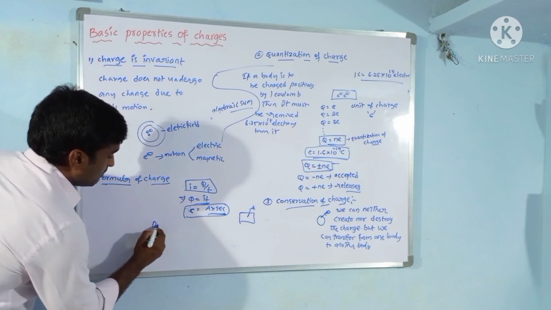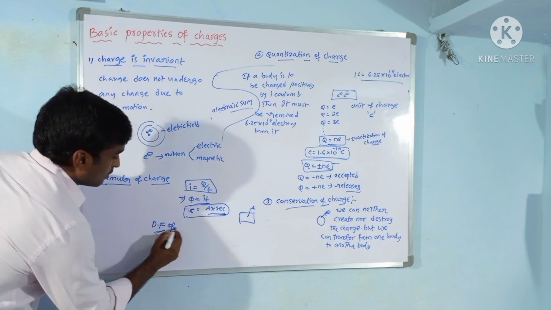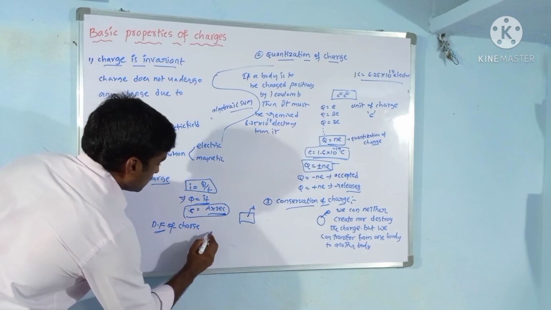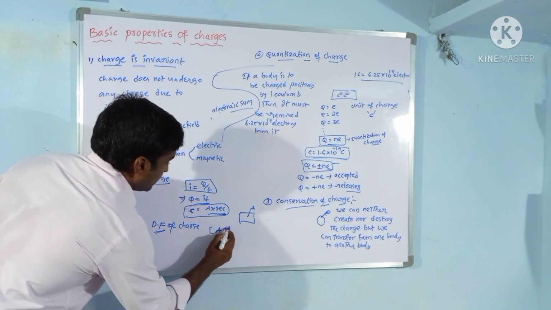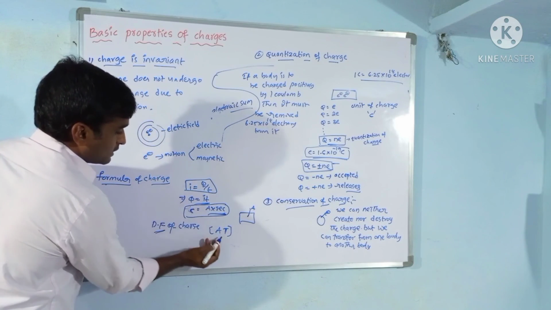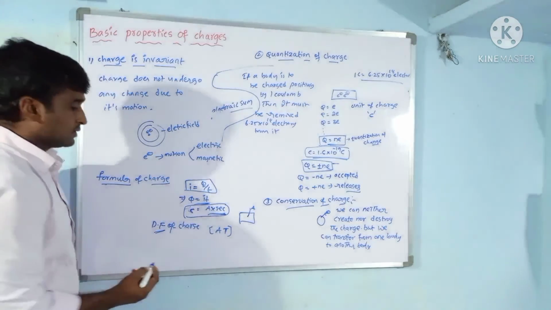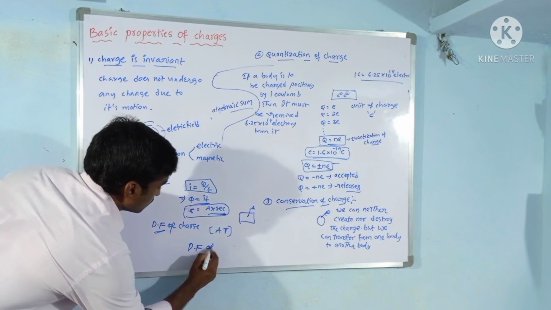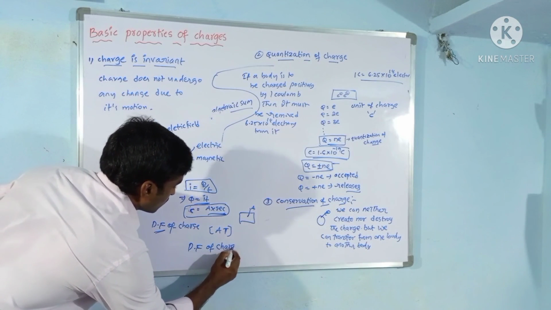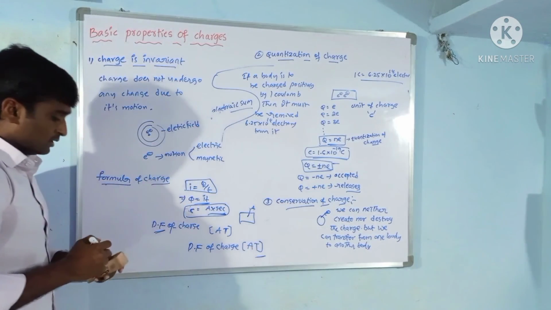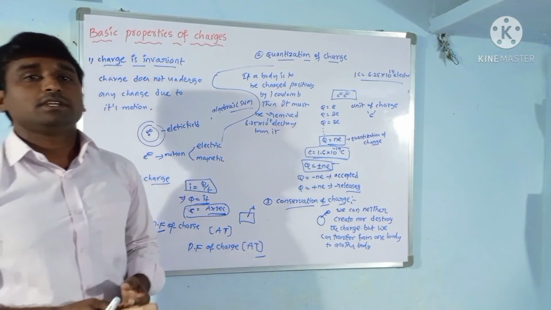Next, what is the dimension formula of the charge? The dimension formula of charge is AT. A means ampere, current, and T means time. So this is the dimension formula of charge, AT. This is very important. These are the basic properties of the charges.